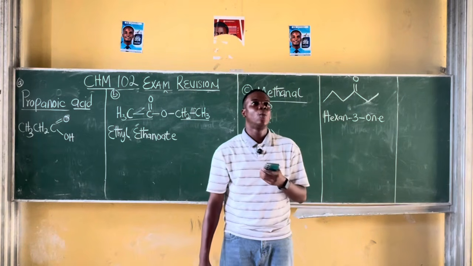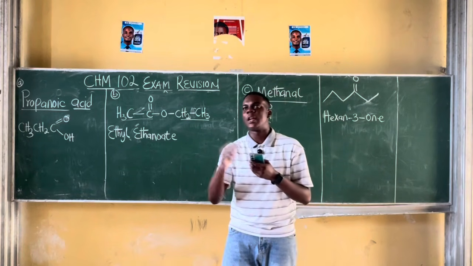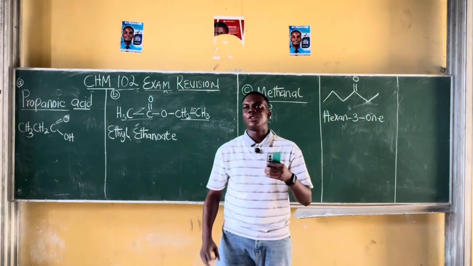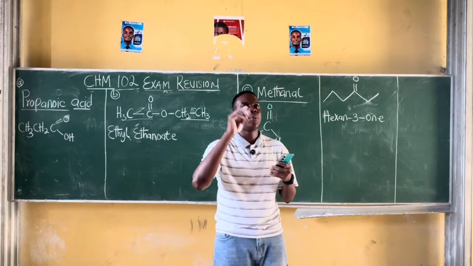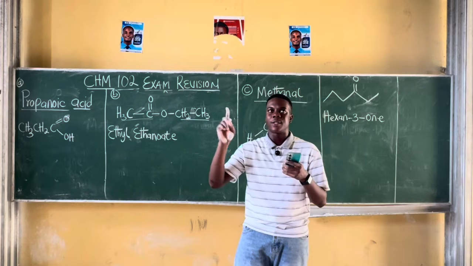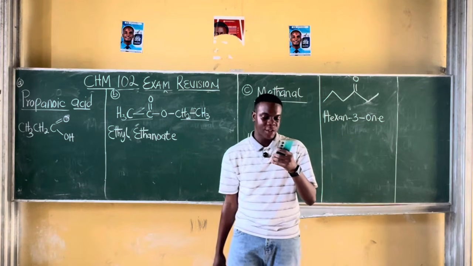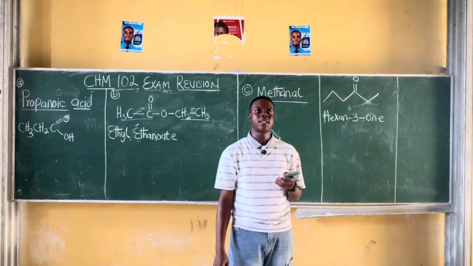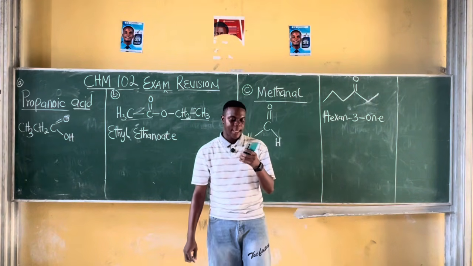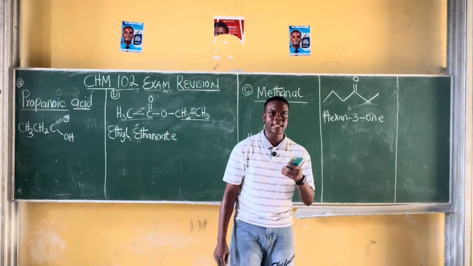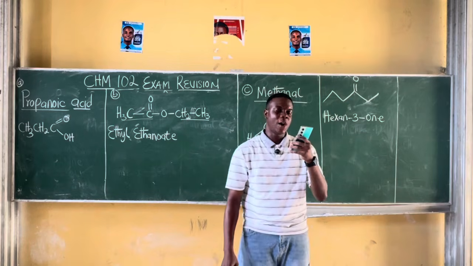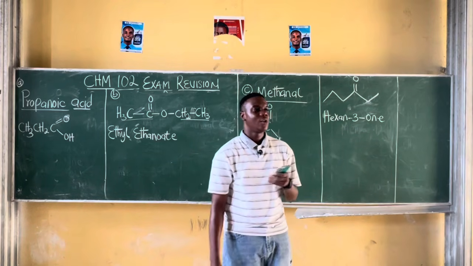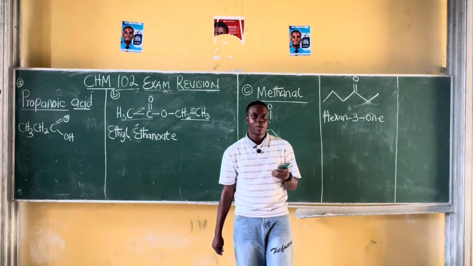Then number 4: the following methods are used for the isolation and purification of organic compounds, except. Which of these methods is used in isolating and purifying organic compounds? We have filtration. Yes, we can use filtration. The next one, chromatography. Yes, we can use chromatography to separate organic compounds. Then we have crystallization. Yes, we can use crystallization. The other one, that is classification, is the answer to that question.